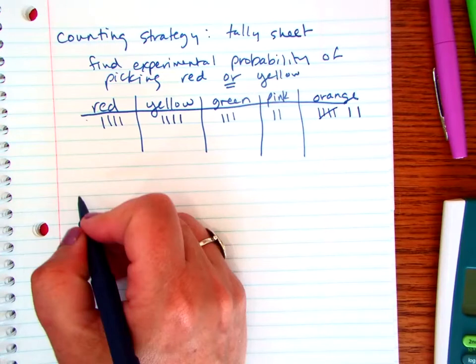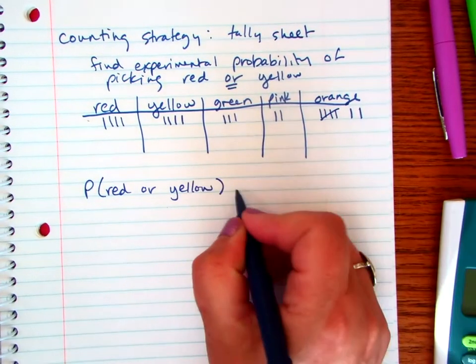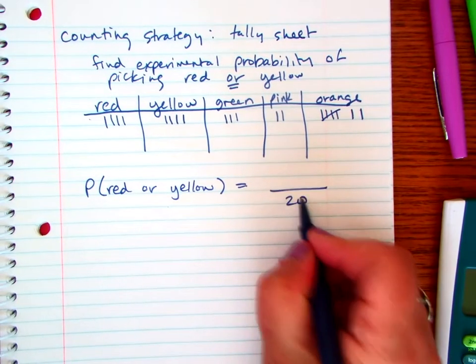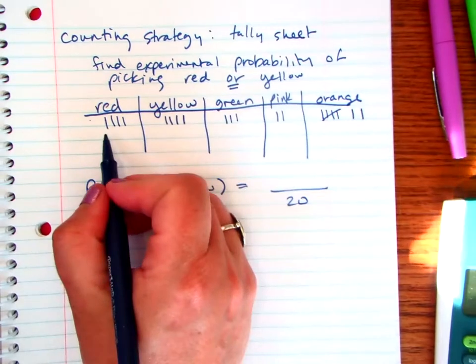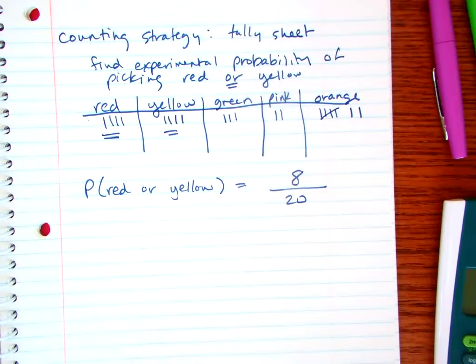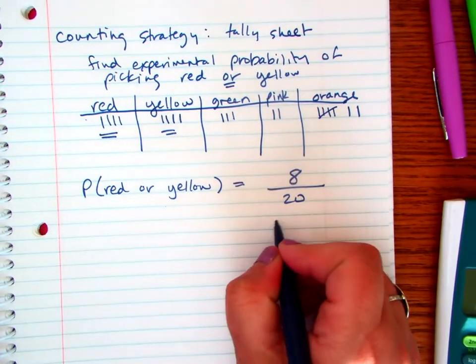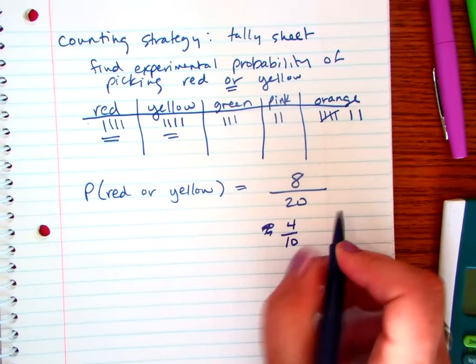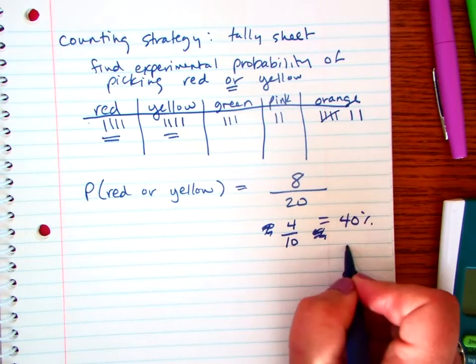So the probability of red or yellow in this case would be out of 20. Then I just count my reds and my yellows because that's the data I have. I don't actually know what's in the bag. So there were 4 red in this case and 4 yellow. So the probability of picking red or yellow in this case would be 8 out of 20. This would be exactly 40% or 0.4.